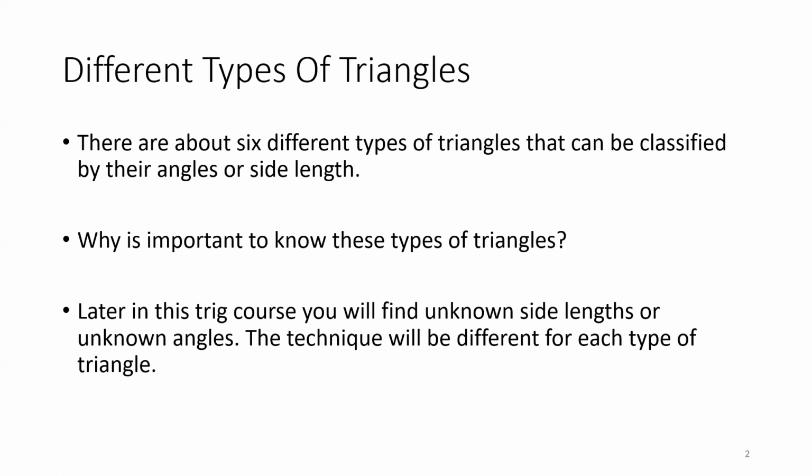Later in this trig course, notice I said trig, not geometry, you will have to find unknown side lengths or unknown angles. The technique will be different for each type of triangle. So if you have a right triangle, to find a missing side length or missing angle, you would have to use SOHCAHTOA, right? So basically, that's why it's important to know the different types of triangles.